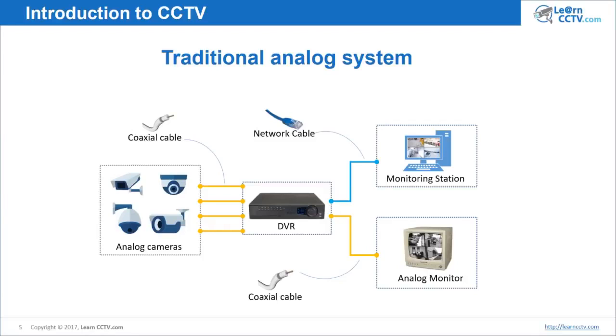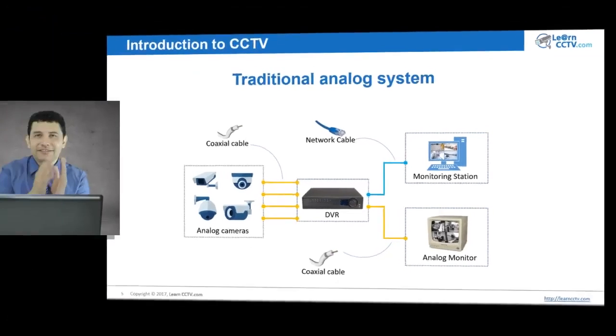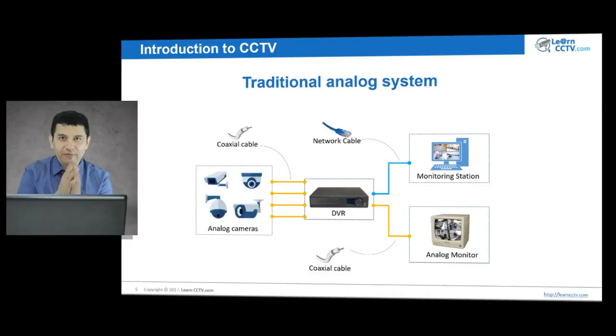So the system is very simple. The camera sends the video, it's analog video, to the DVR. The DVR is going to convert from analog to digital and can record it on a hard drive. And you can also see it using a monitor in analog format, or you can see it through your network using your computer or even a tablet or cell phone. But the video needs to be converted from analog to digital so you can see it on your computer.